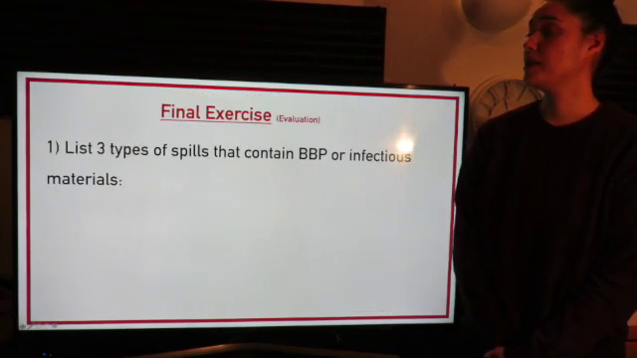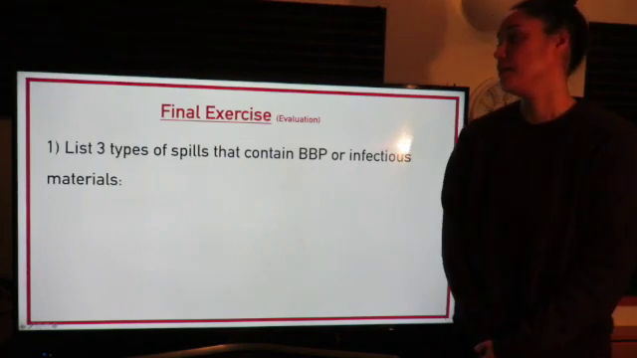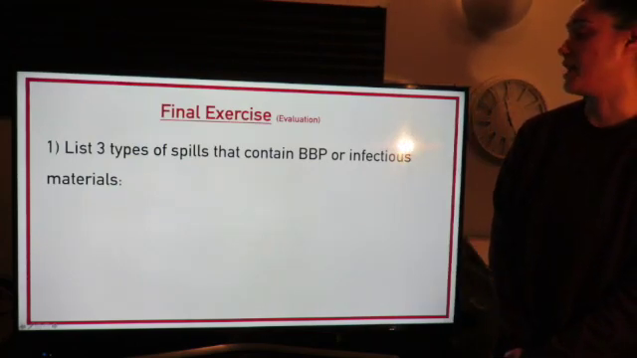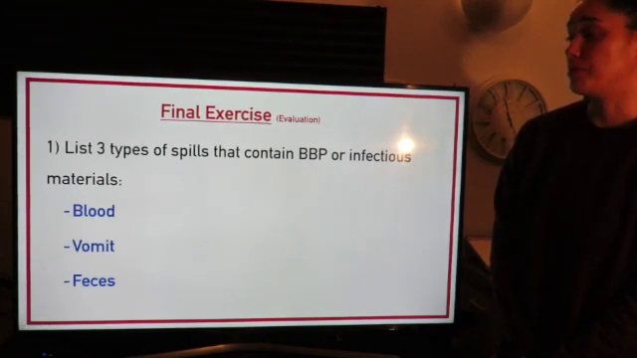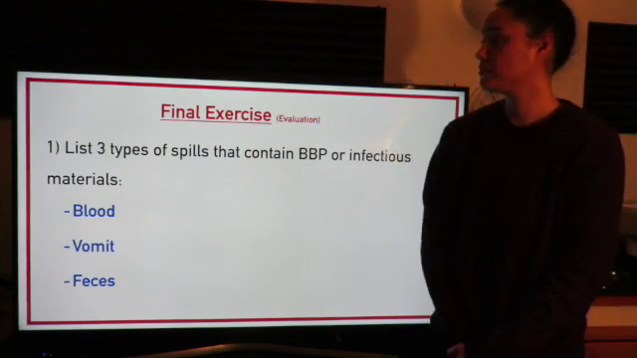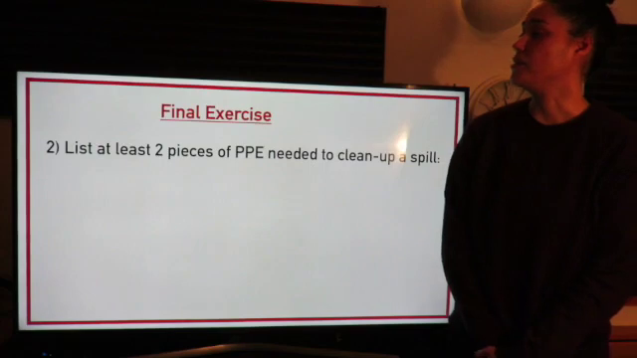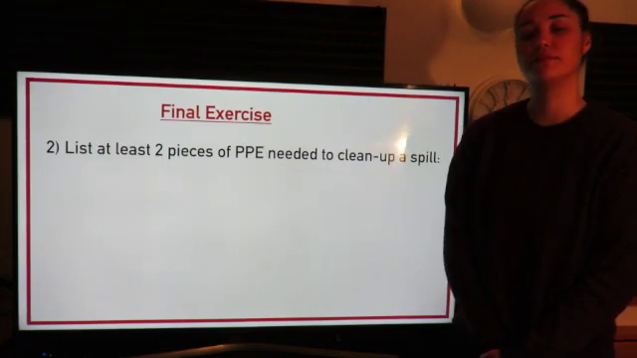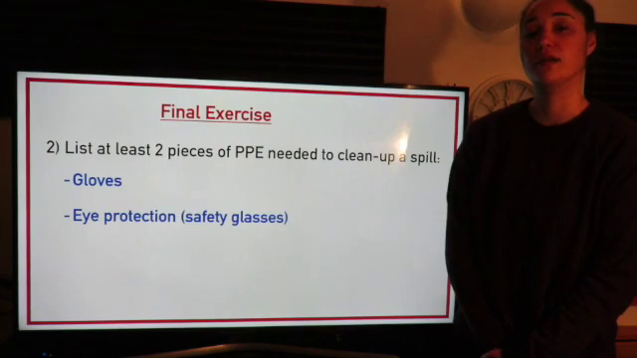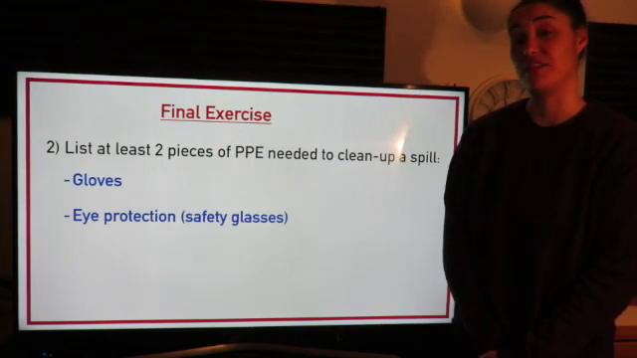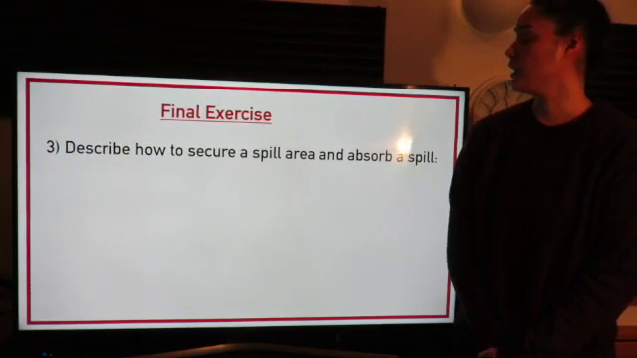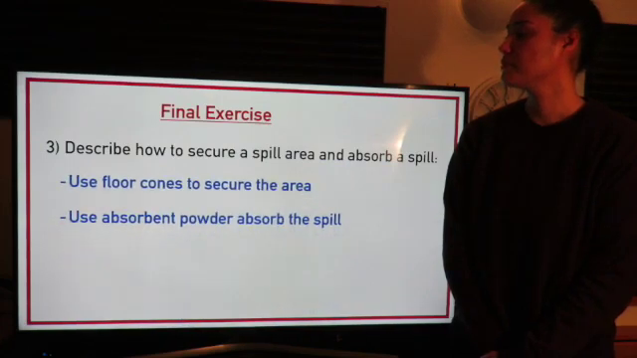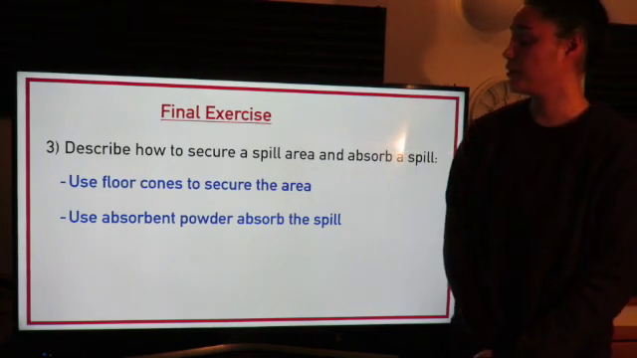Now, to wrap up this training, let's go through a final exercise. First, list the 3 types of spills that contain bloodborne pathogen or infectious materials. The 3 would be blood, vomit, or feces. Now, list at least 2 pieces of PPE needed to clean up a spill. Gloves and eye protection, aka safety glasses. Now, describe how to secure a spill area and absorb a spill. Employees should use floor cones to secure the area, then use absorbent powder to absorb the spill.